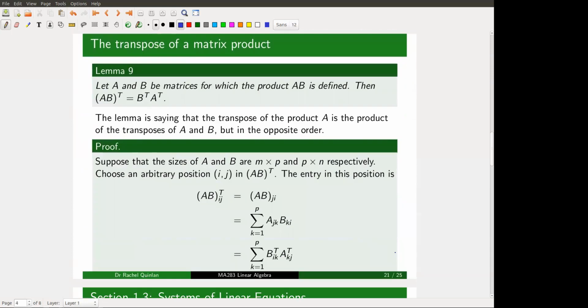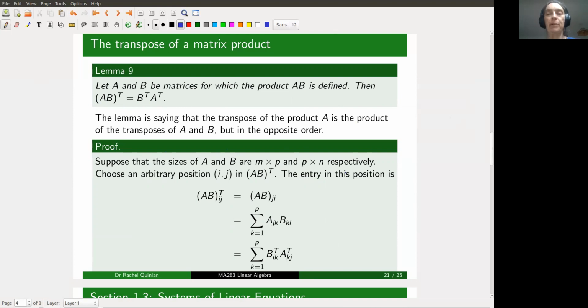Okay, one remark about transposes is written here as Lemma 9 in the slides. So the setup here is that A and B are matrices for which the product AB is defined, and of course we know what that means: the number of entries in a row of A is equal to the number of entries in a column of B. Then the assertion is that if you want to know about the transpose of the product AB, you might ask, does it depend on A and on B and on their transposes maybe? And the answer to that is that the transpose of the product AB is equal to the product of the transposes of A and B, but in the opposite order, not in the same order. So the transpose of the product AB is equal to B transpose A transpose.